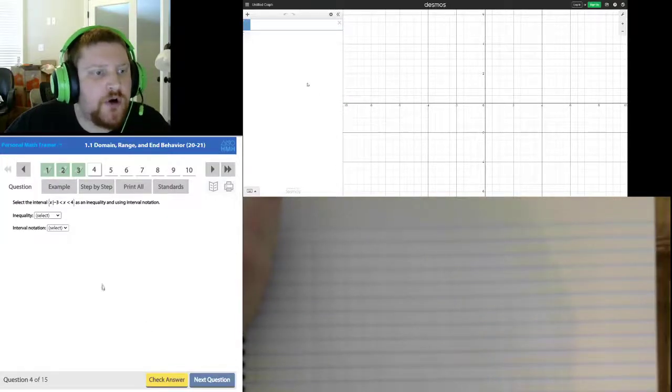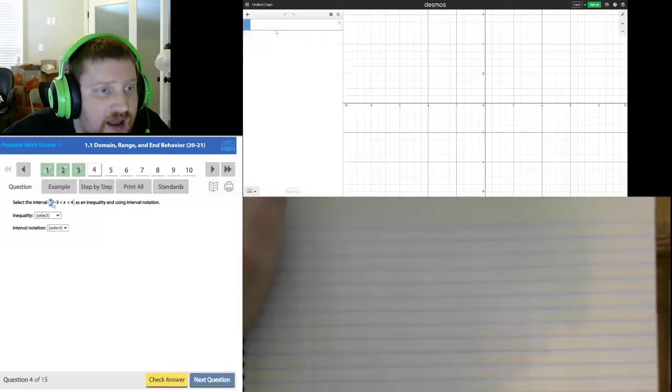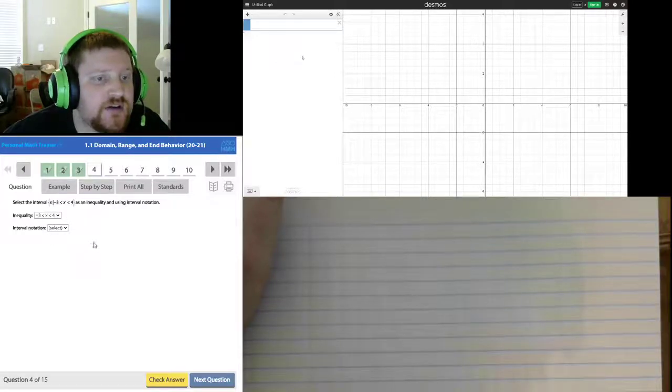Straight on to question 4. This time they've given us set notation and they want us to write it as an inequality and as an interval. So to get our inequality, we're just going to get rid of the x such that at the beginning. So we'll just have the inequality portion of this. So we've got negative 3 is less than x is less than 4. Perfect. And for our interval, we're looking for all numbers between negative 3 and 4.